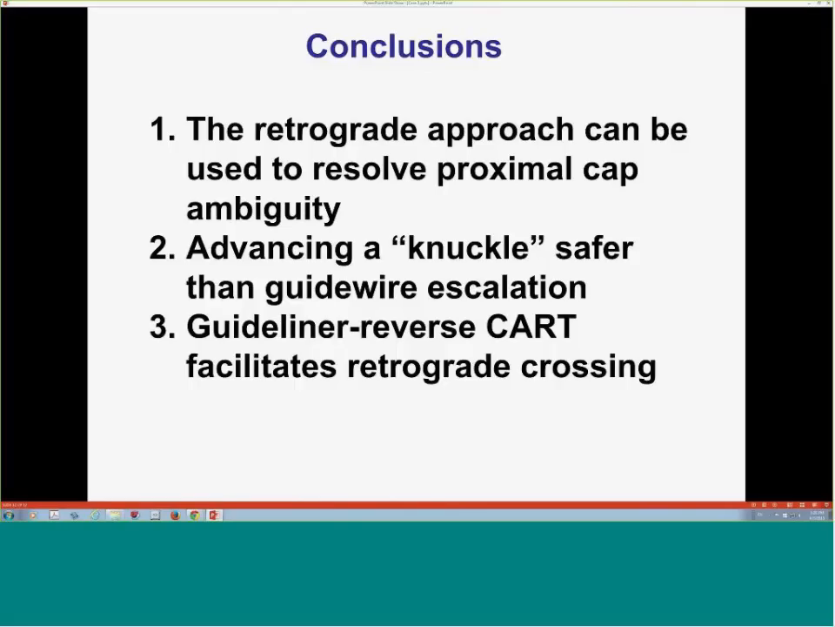So this case again has many interesting things. I think most interesting to me was that the retrograde really helped us when we had the ambiguity in the proximal cap. Using the knuckle, retrograde really helped us understand the vessel, which we couldn't understand going antegrade. Some other people actually recommend doing a CT angiogram to understand the course of the vessel. But I'm curious if anyone on the call is using CT angiogram for deciding the anatomy and the strategy for a CTO intervention.